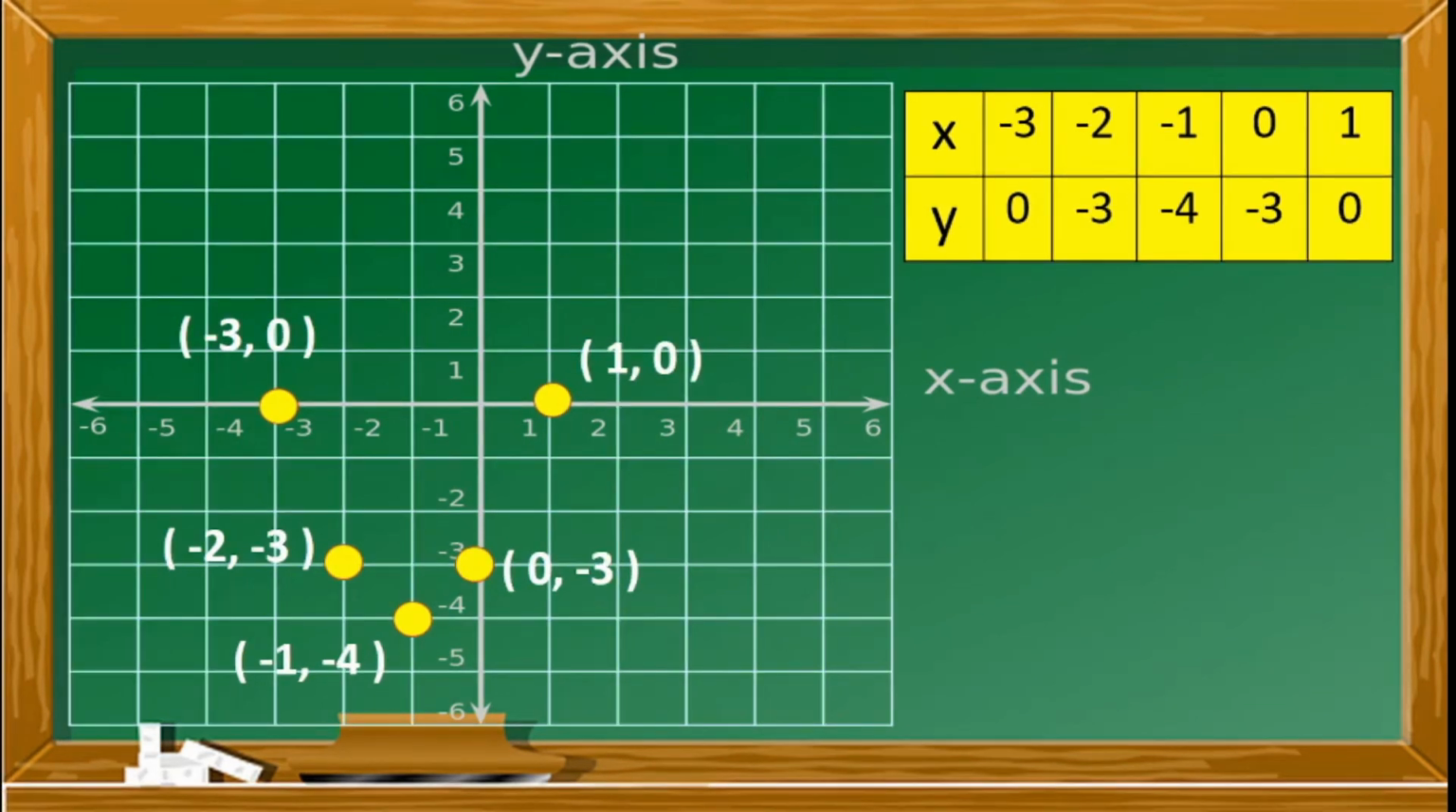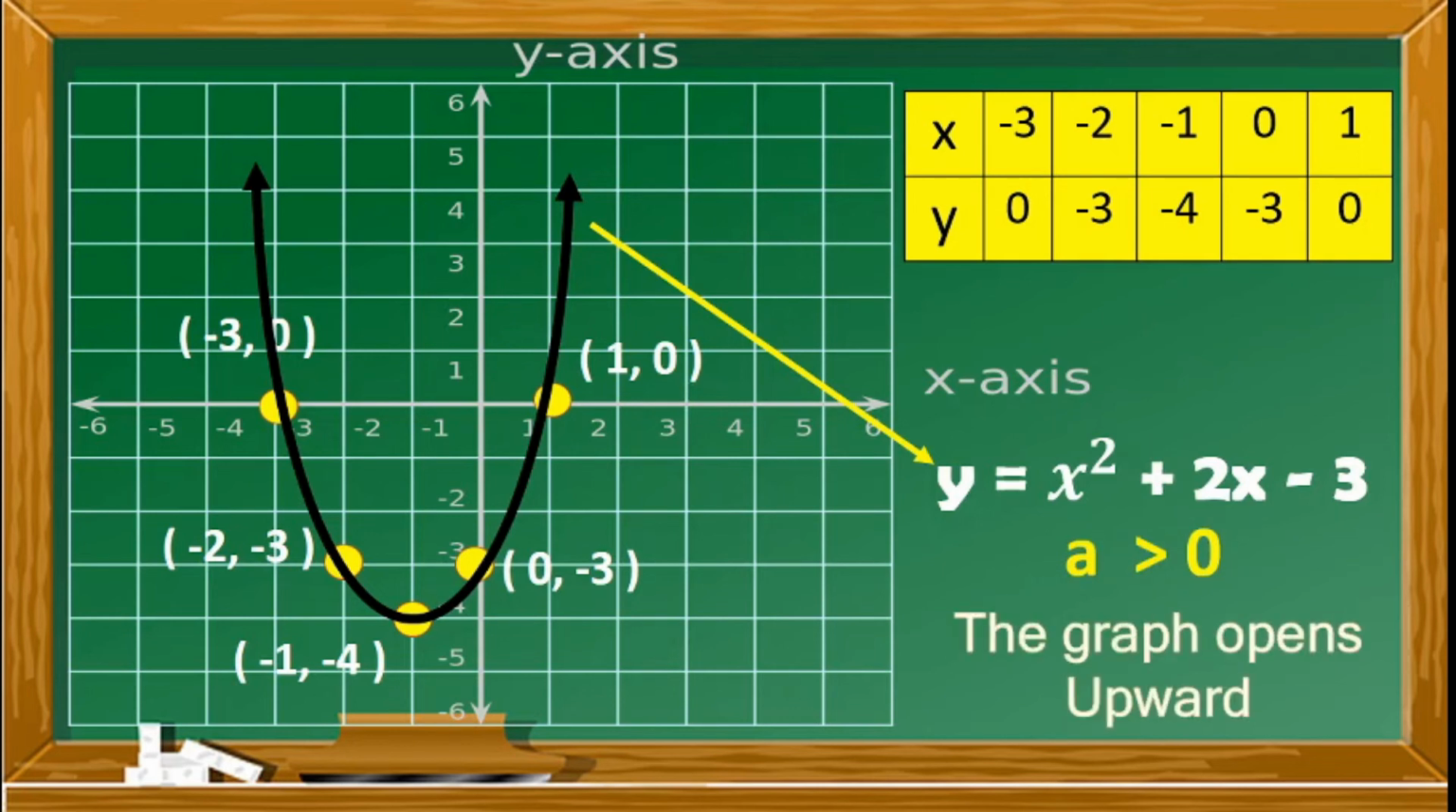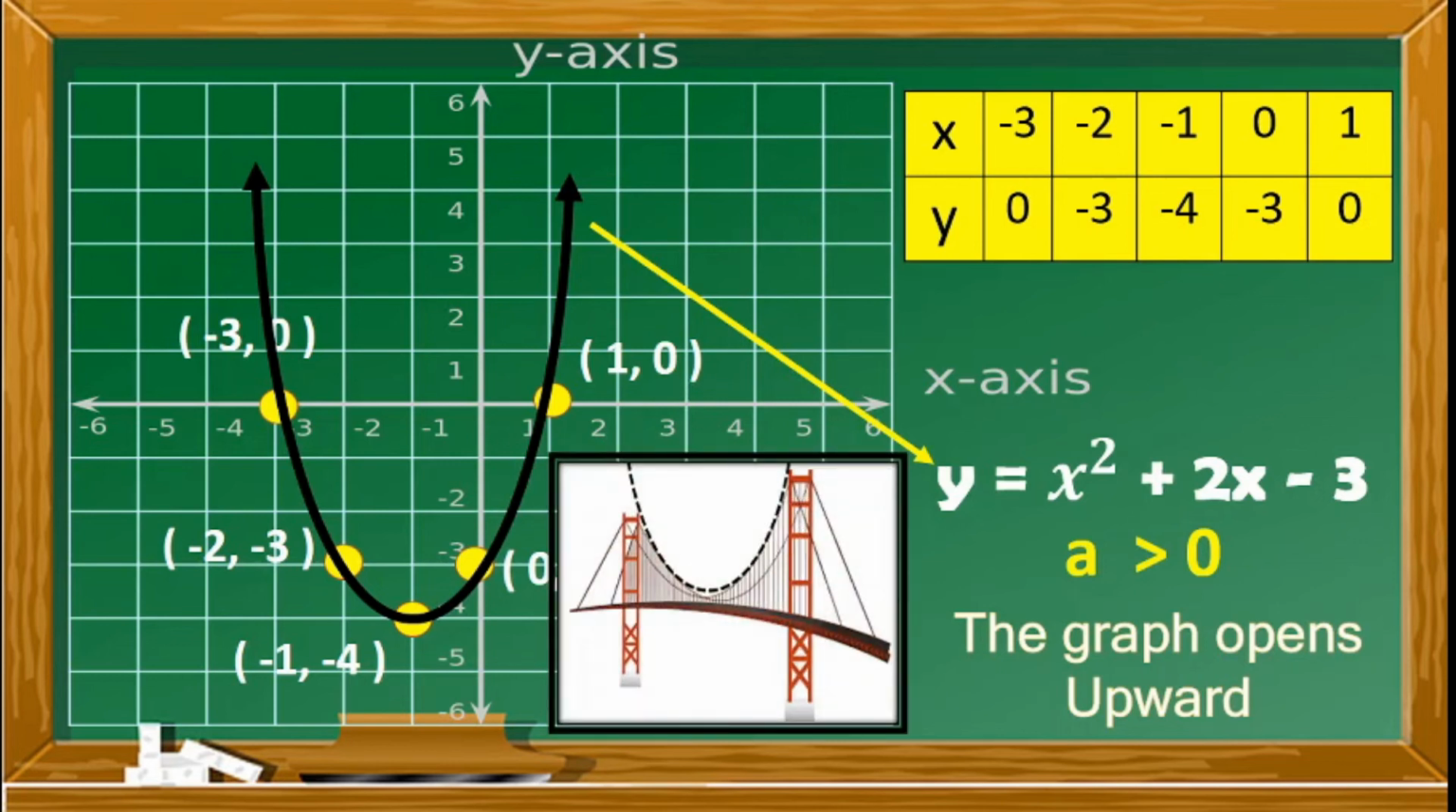Let us connect the points using a smooth curve. See, the smooth curve is a parabola. This is another way of representing quadratic function. This is the graph of the quadratic function y is equal to x squared plus 2x minus 3, where a is greater than 0 and the graph opens upward. This parabola is the mathematical representation of the suspension cable of the bridge.